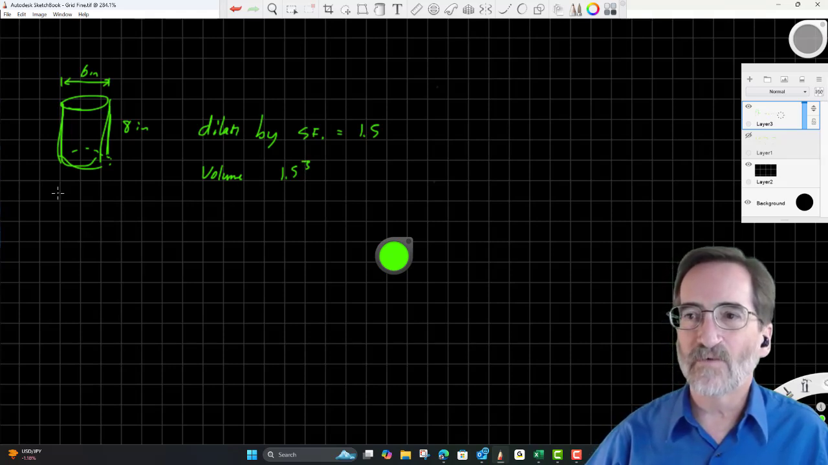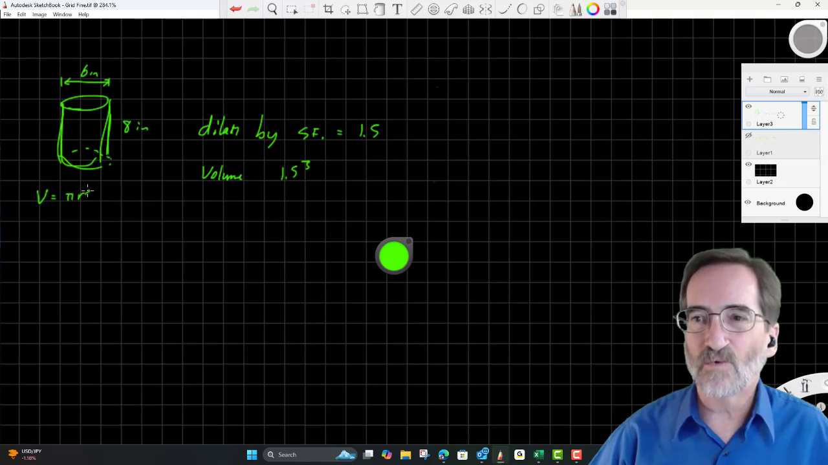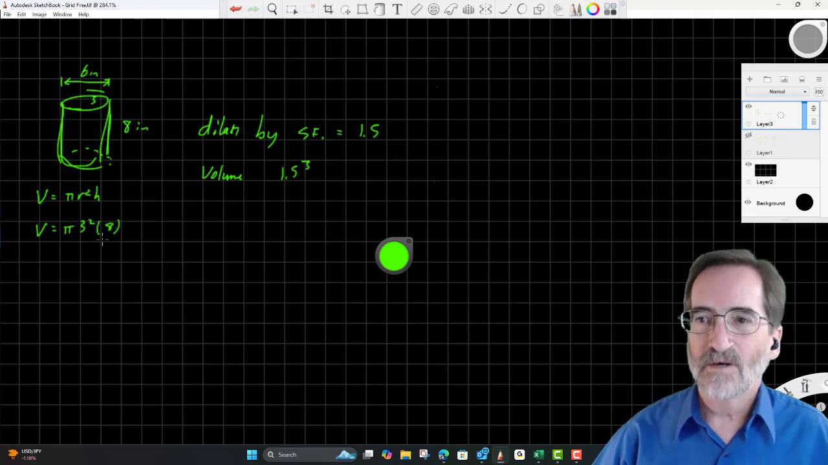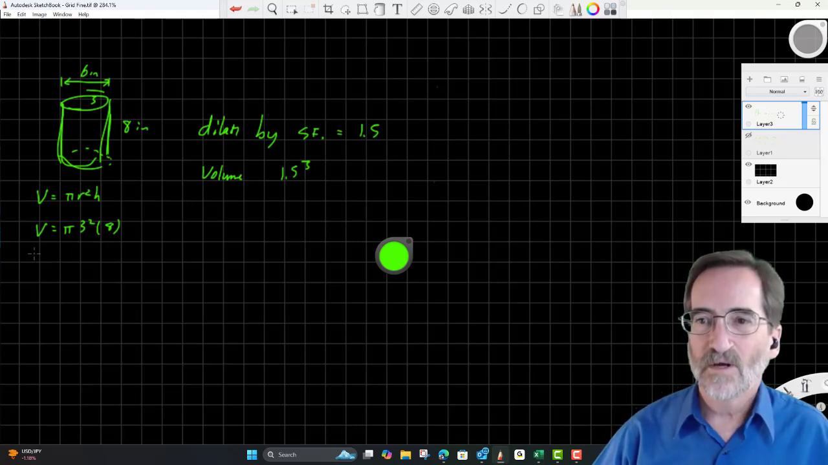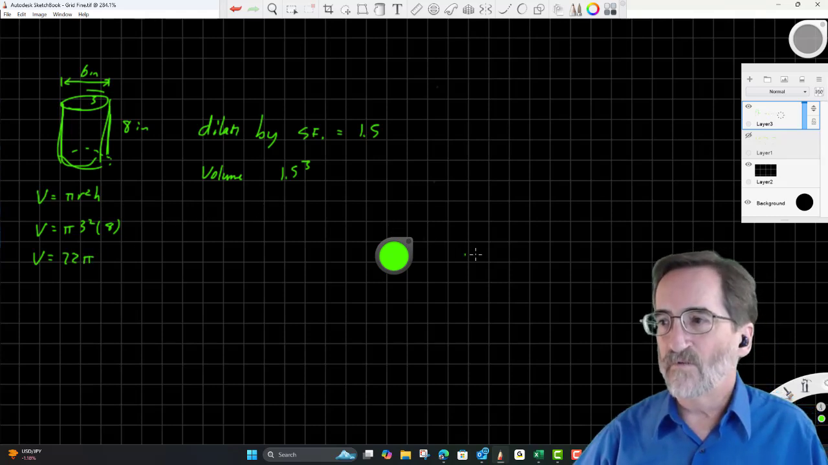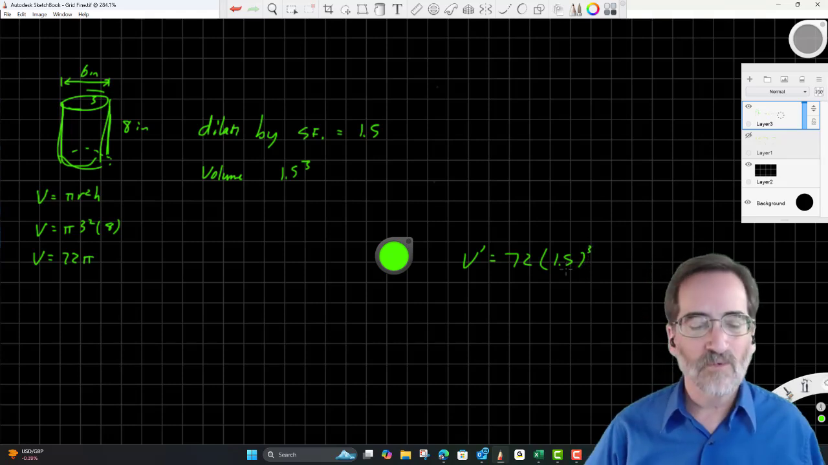So I'm going to find the volume over here before the dilation. Volume, as you recall, for a cylinder is pi r squared h. So volume is pi times r, which is 3, half of 6, squared, times 8. 3 squared is 9. 9 times 8 is 72. So the volume is 72 pi. The new volume, we'll call it volume prime, is going to be 72 pi times 1.5 to the 3rd power.